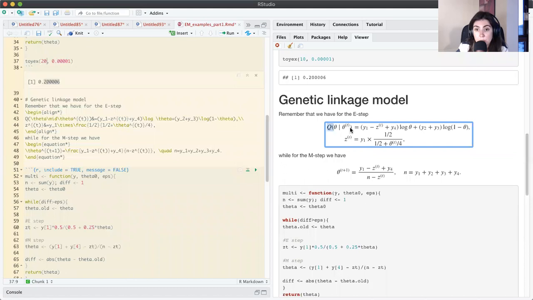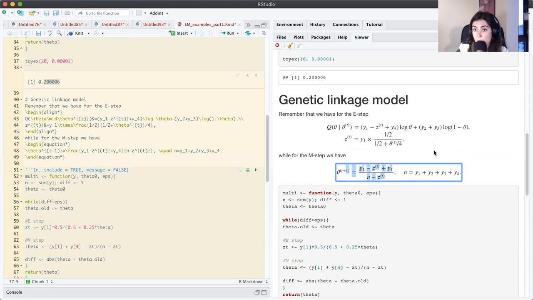And so this was our Q function for the E step that depends on this Z of t, and Z of t is given by this. And then we have for the M step our updating equation for theta.